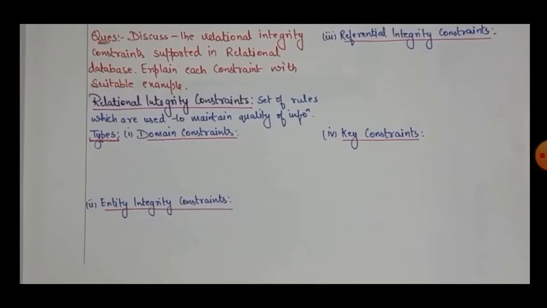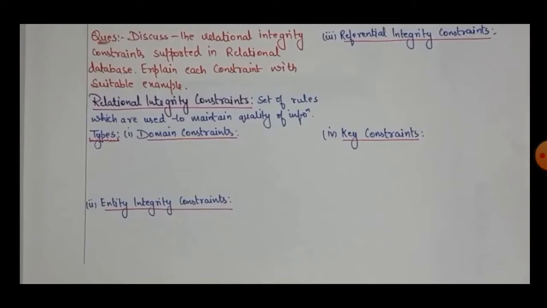So today we are going to discuss the next topic, the relational integrity constraints. Our question is: the relational integrity constraints supported in a relational database, explain each constraint with a suitable example. Suppose this question arrives in your examination and we are going to answer it.